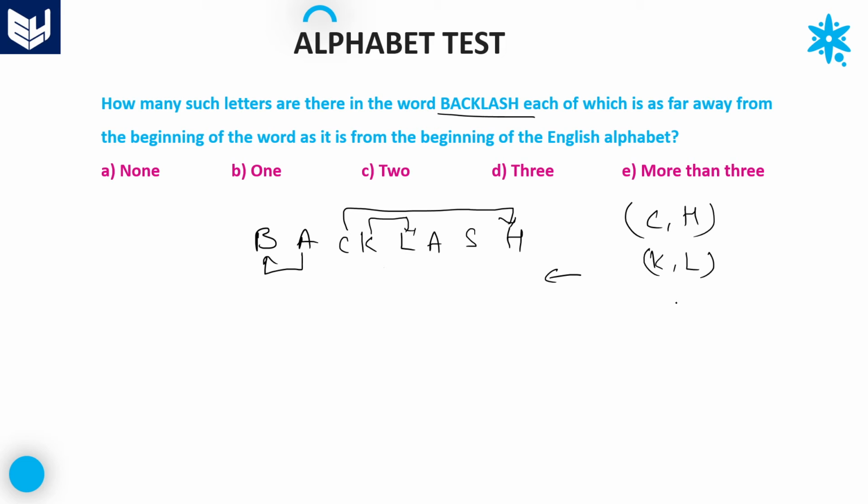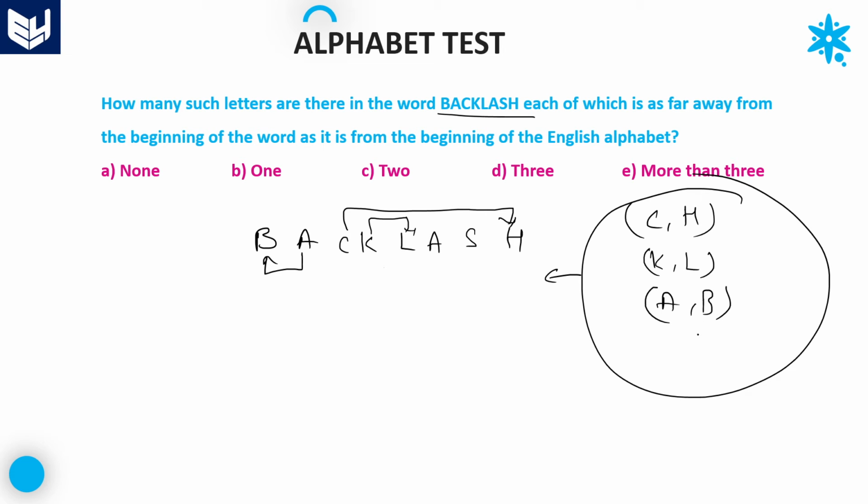See here, A, B is one pair, in reverse order. Total how many pairs are formed? 3 pairs are formed. Therefore, our required answer is option D. 3 pairs are formed by using the word backlash. How many such letters are there? 3 such letters are there, each of which is as far away from the beginning of the word as it is from the beginning of the English alphabet. Option D is the right answer.